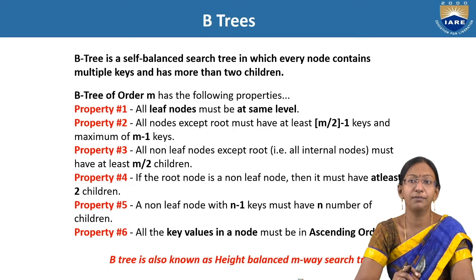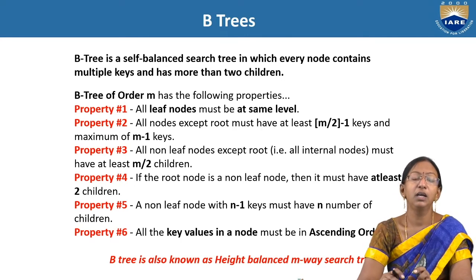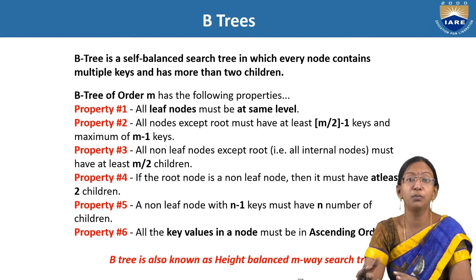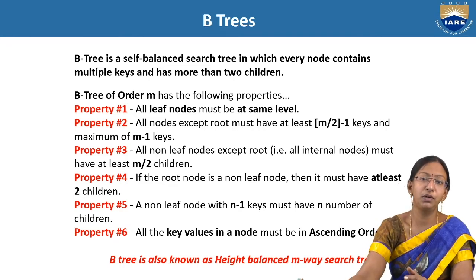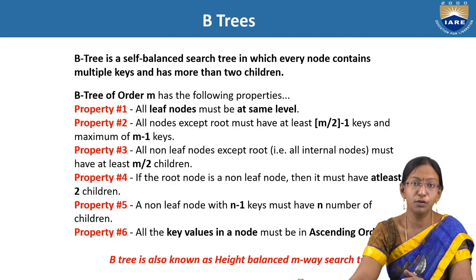Property number 5, a non-leaf node with n minus 1 keys must have n number of children, which I was telling just now. Property number 6, all the key values in the node must be in ascending order. It is also known as a height balanced m-way search tree. If you want a more detailed intro of the same, please do watch my previous video on the introduction of B trees.